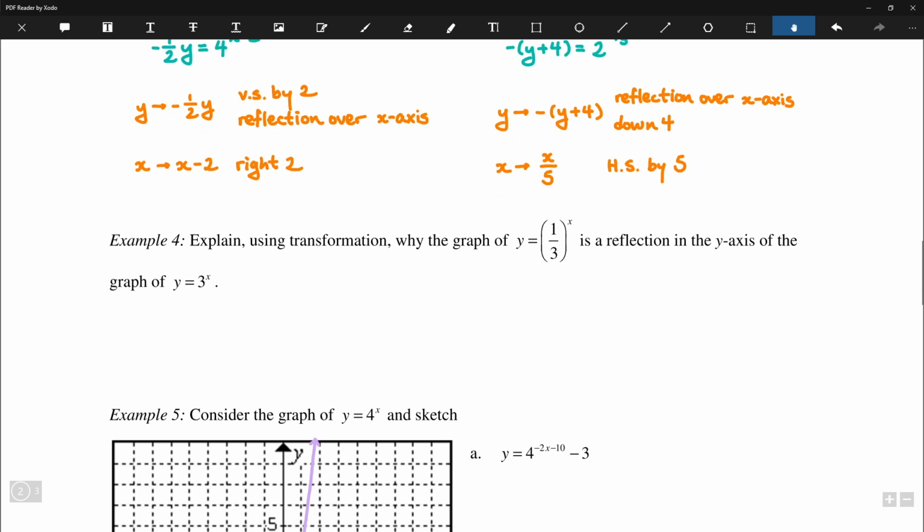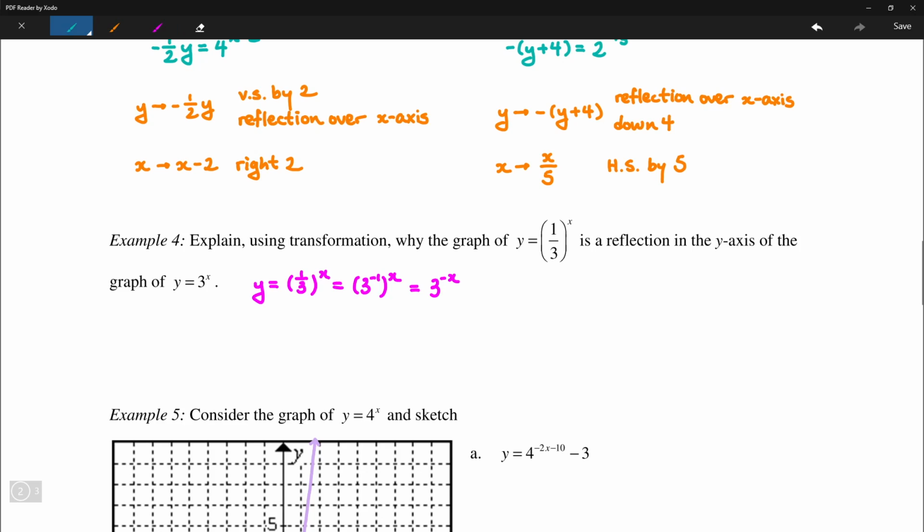So this is a question that we've seen before, comparing y equals 1/3 to the x to y equals 3 to the x. And once again, the idea here is that y equals (1/3) to the x can be rewritten as 3 to the negative x. Sorry about that. So if we compare that to y equals 3 to the x, we can see that the only change is that x becomes negative x. So that will be a reflection over the y-axis.